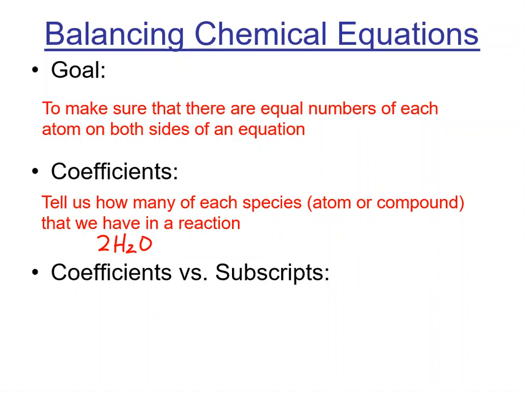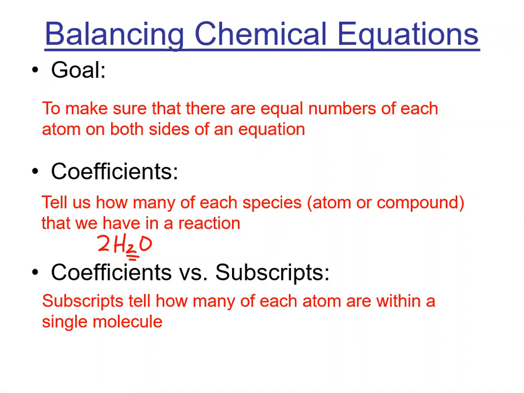Now, we also see subscripts. This number 2 is a subscripted 2. Of course, we know that the subscripts tell us how many of each atom we have within a single molecule. So if we ignore the coefficient here for a second, I know that each water molecule consists of 2 atoms of hydrogen and 1 atom of oxygen. Of course, if I have 2 of them, then I would have 4 total hydrogen atoms and 2 total oxygens.